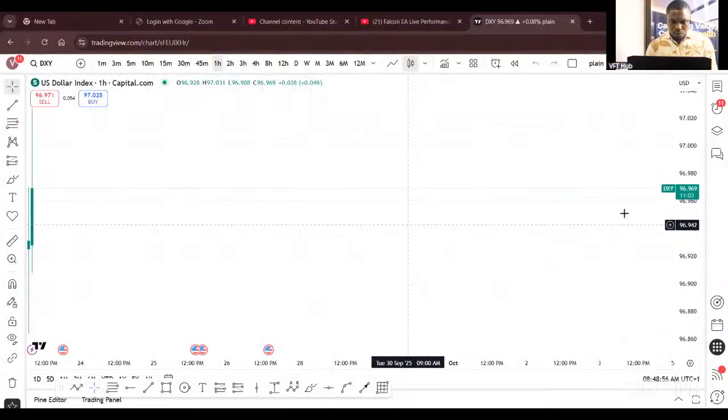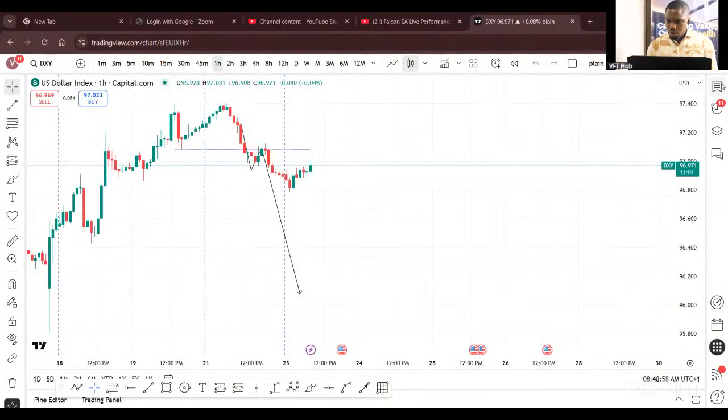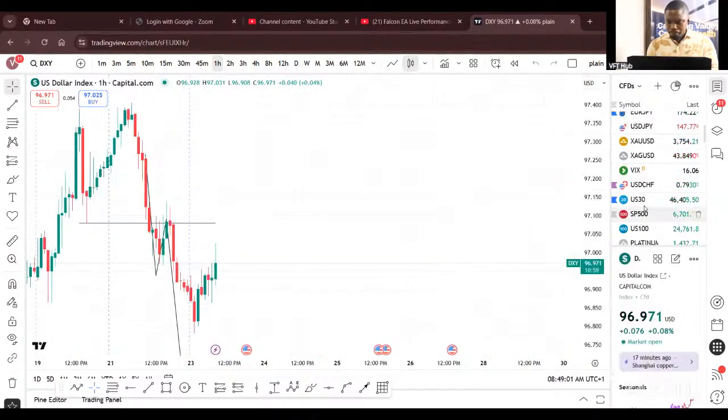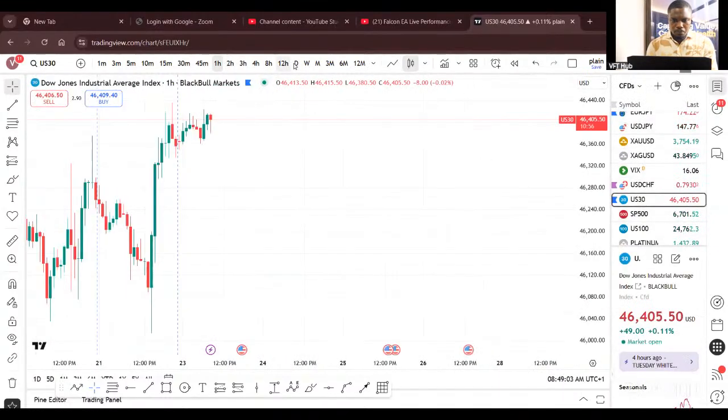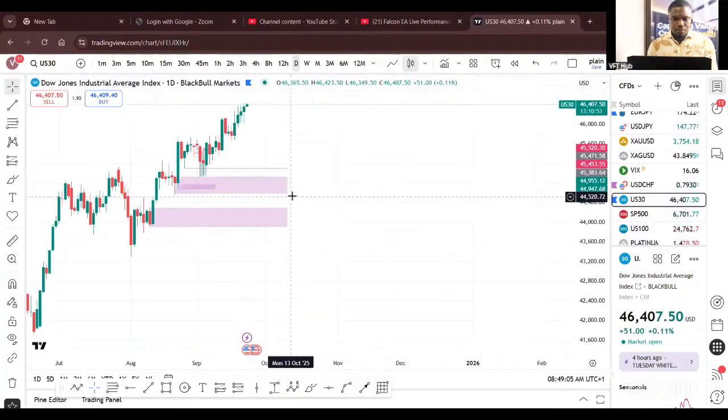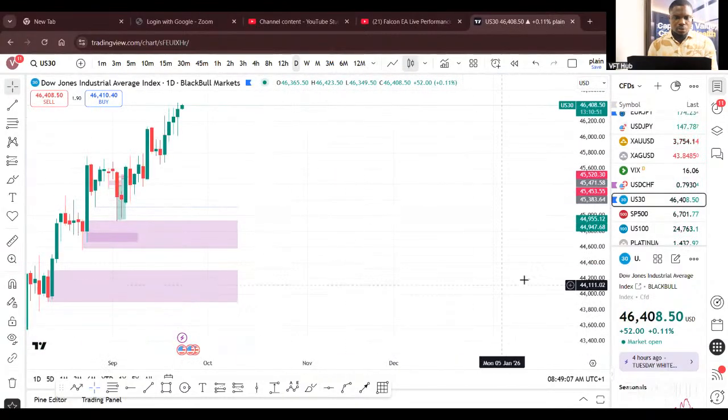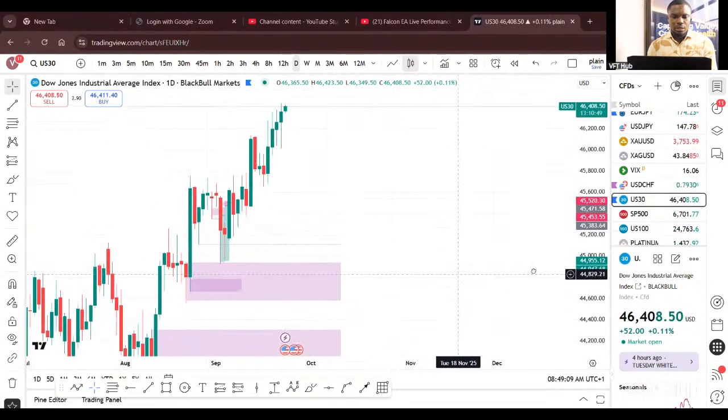All right, I'll be sharing my screen in the next 2 minutes, so please be patient. All right, so let's look at this. Let's start with US30. On the daily time frame, you can see here that US30 is what? Extremely bullish to the upside.